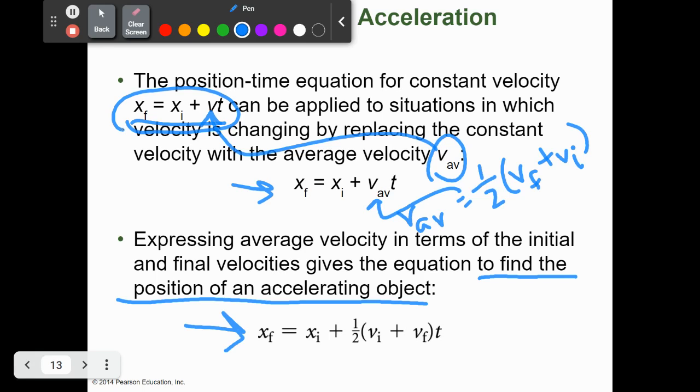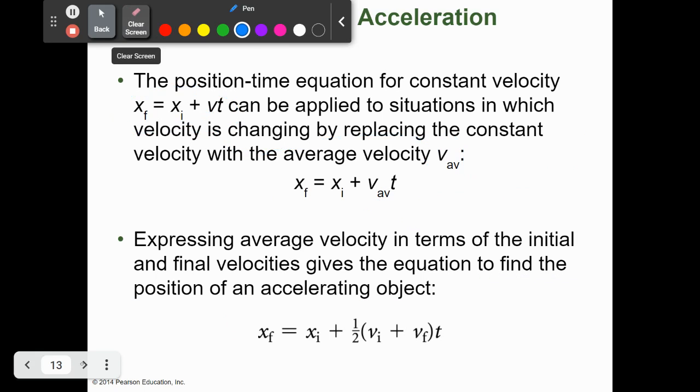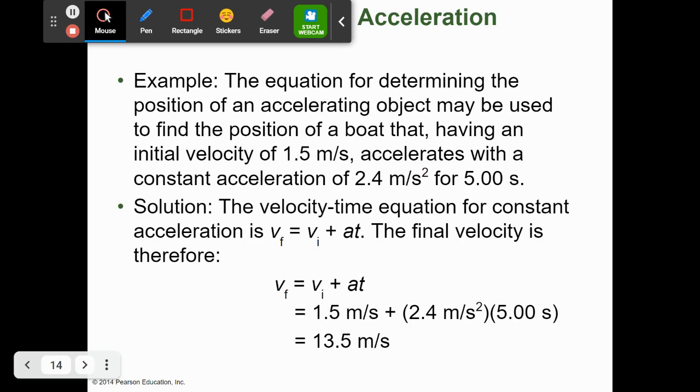The reason we can't just use this equation is because if my object is accelerating, it does not have constant velocity. So I can't just put in one velocity because I don't have a constant velocity if I'm accelerating. But I do have an average velocity, so I can use that. All right. That was our one equation. Let's see what the other one was.